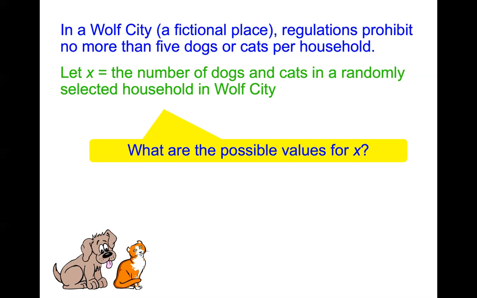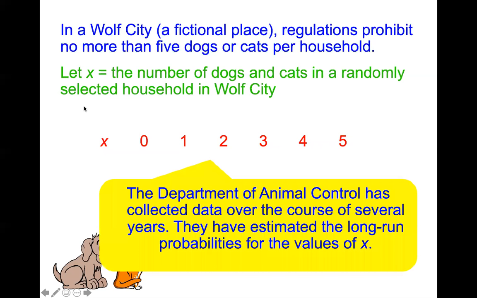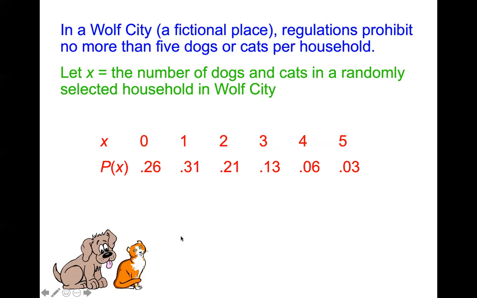So now the question is, what are the possible values for X? If X is the number of dogs or cats in this city that has a rule that you can't have more than 5, that means you can have either 5 or 4 or 3 or 2 or 1 or even 0. These are your possible values for this random variable X. And let's say somebody took a survey and collected data on the long run probability of how many households have these numbers of pets. This right here, guys, is a probability distribution for a discrete random variable.